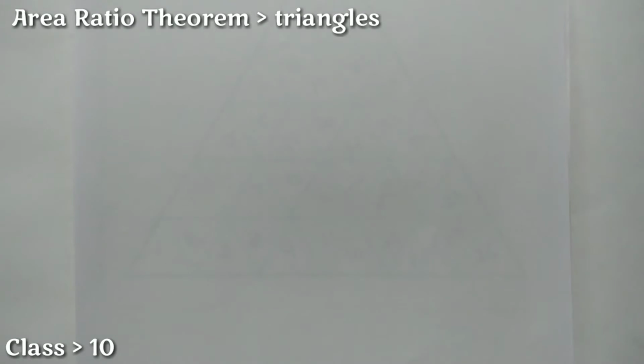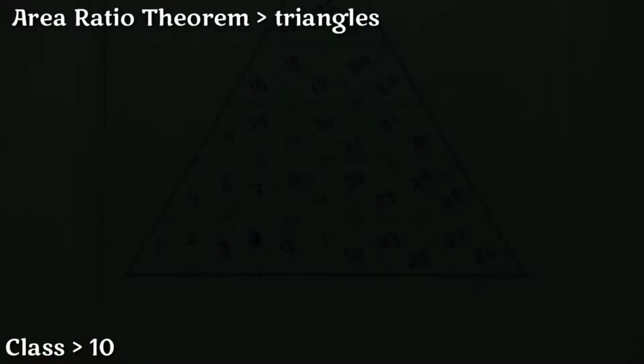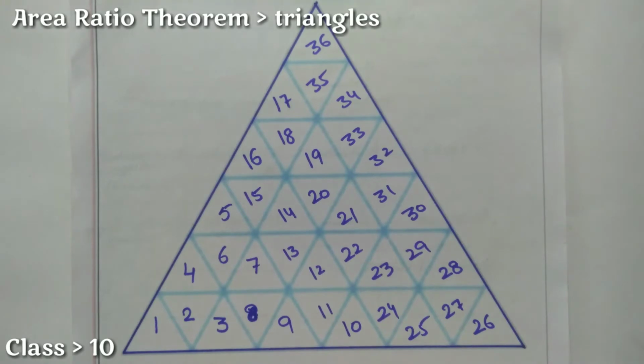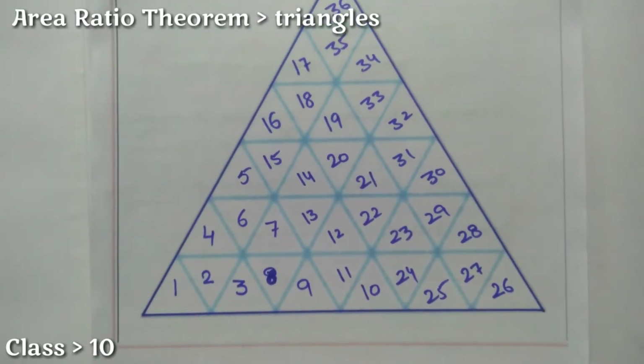Hello students, with the chapter triangles, all of you understand the concept of similarity. I'm having a triangle as you can see in the figure, and in this triangle there are 36 triangles. Each smaller triangle is similar to the larger one. Now let me tell you one thing. If I consider all the smaller triangles to be of equal areas, all congruent to each other, then I consider the area of each smaller triangle to be 1 unit.